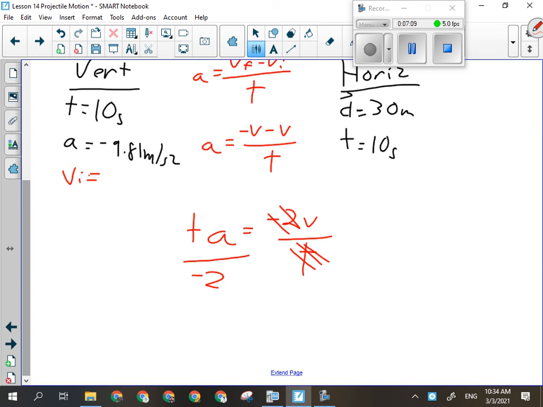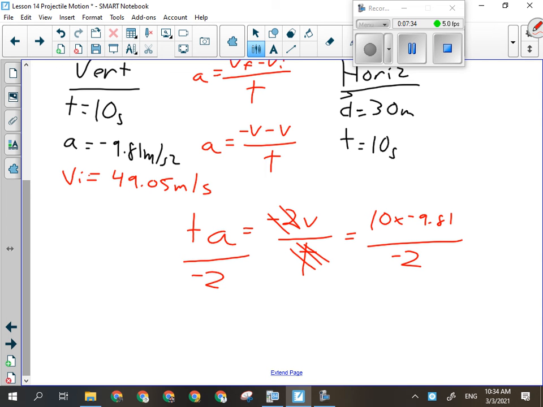Okay, so all I have to do is plug in my numbers. That'll be 10 seconds times negative 9.81 over 2. Okay, so I've got negative 98.1, over negative 2. So VI is 49.05 meters per second.